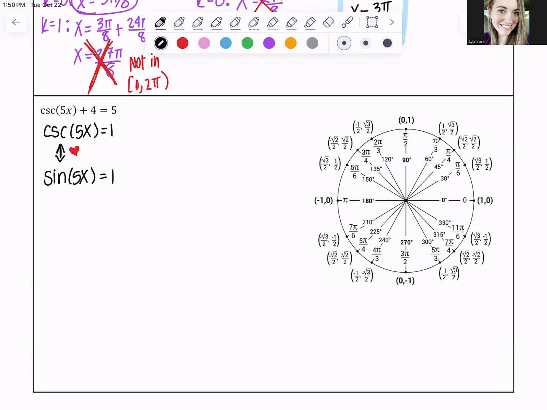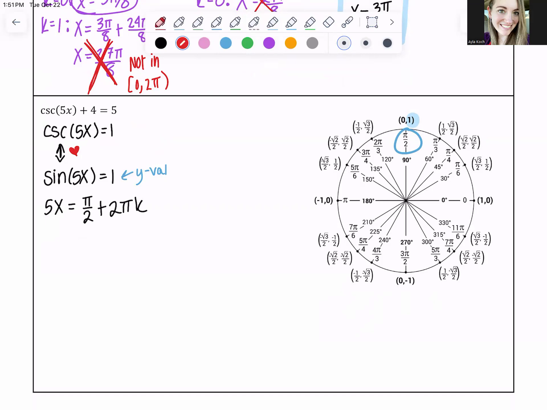We're going to ask ourselves, I don't know how many answers this one's going to have. The math I did originally, I'm seeing an error in it. I had 8 answers originally. Let's find out. Where is the y value 1 on the unit circle? Well, it only happens at one place, right up here at pi over 2. So we start this out by saying 5x, that angle, is equal to pi over 2 plus 2 pi k.